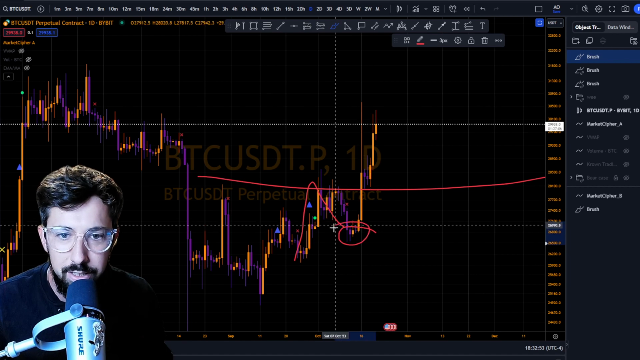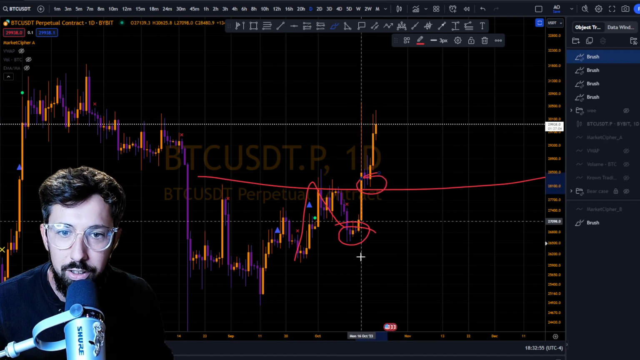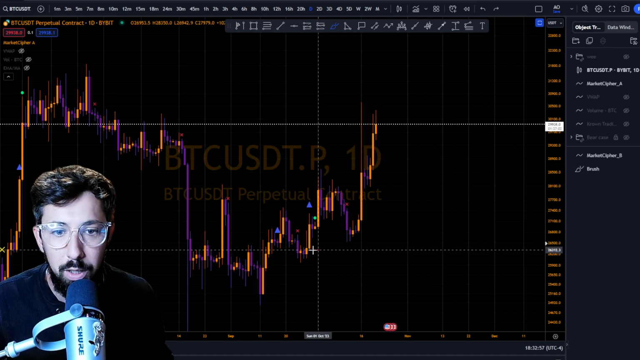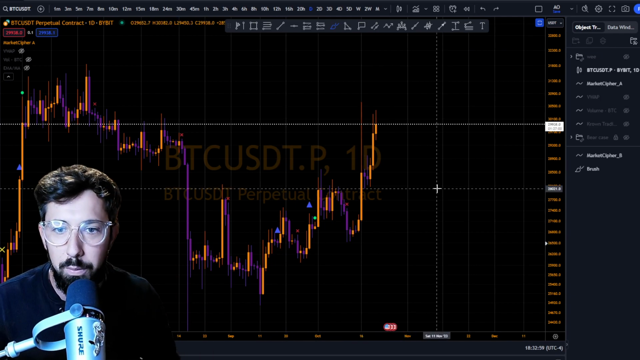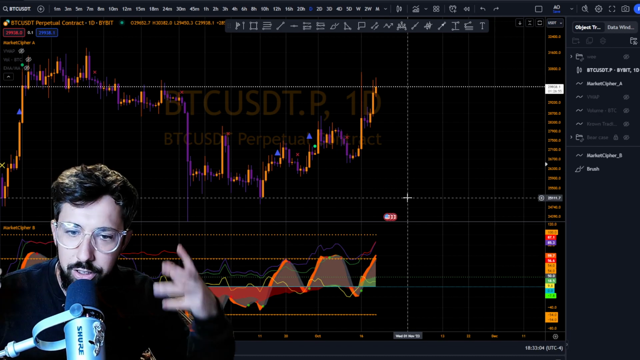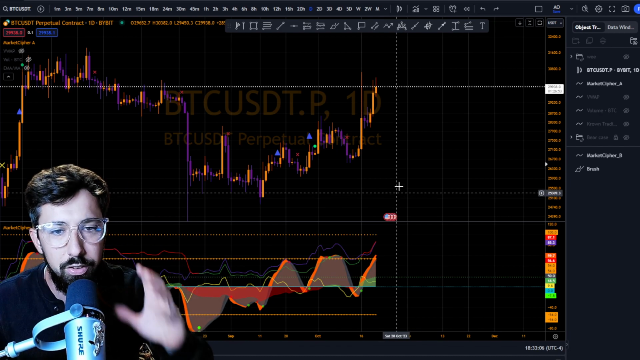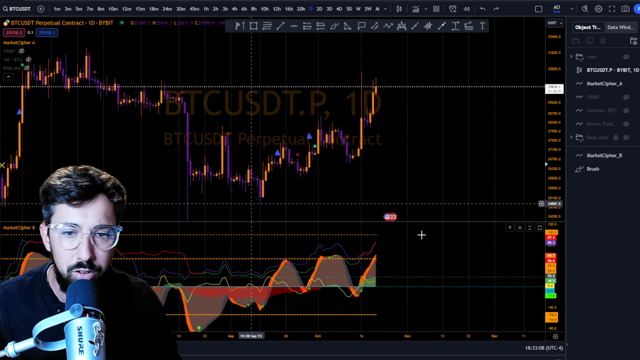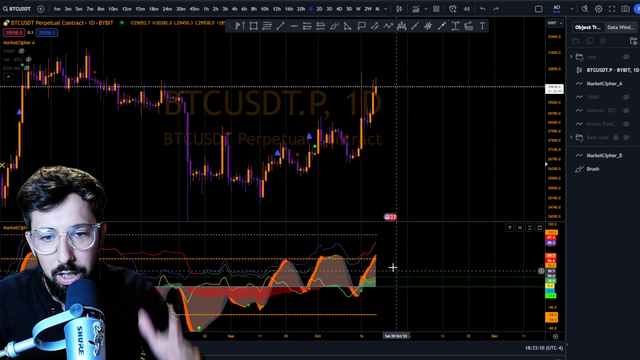Now, if you did this on the way up, you would have found many areas where you could have taken a long and been quite profitable. That's one thing we need to point out. For me, I use Market Cipher B. You can use Fu Manchu, you can use stochastics. There are many other indicators out there that will help you build confluence, and through this is what I look for.